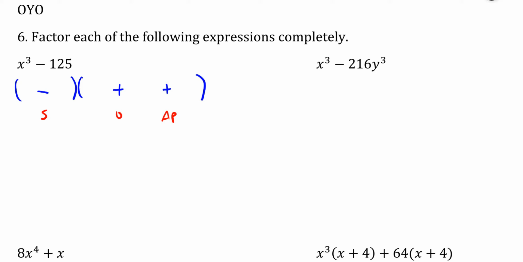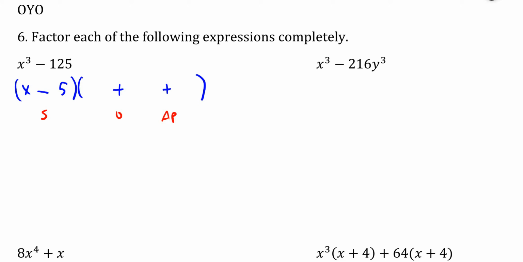Now the trick is what goes in each one of those missing spots. What goes in the first spot is whatever we had to do to make this x cubed term. So what did we have to cube to make x cubed? That's just x. Then what goes in the second spot is what did we have to cube to make 125? Well, that's a perfect cube, so it becomes 5.